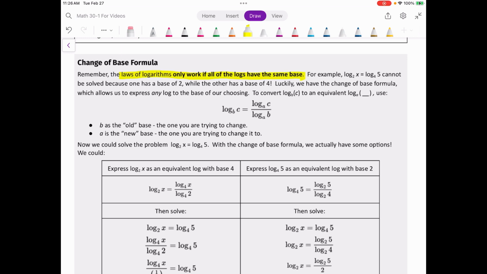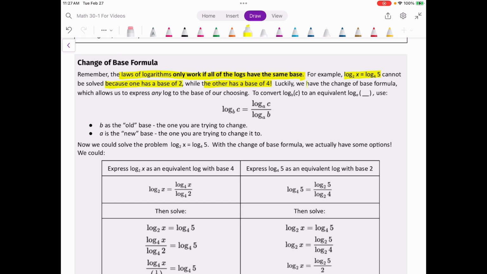For example, log base 2 of x equals log base 4 of 5 cannot be solved as is, or at least easily, because one has a base of 2 while the other has a base of 4. So we can't do what we were doing in those previous examples and say, oh, x equals 5, because they have the same thing happening to them. They don't. This is a log base 2. This is a log base 4. So there's not much we can do with that right off the bat.